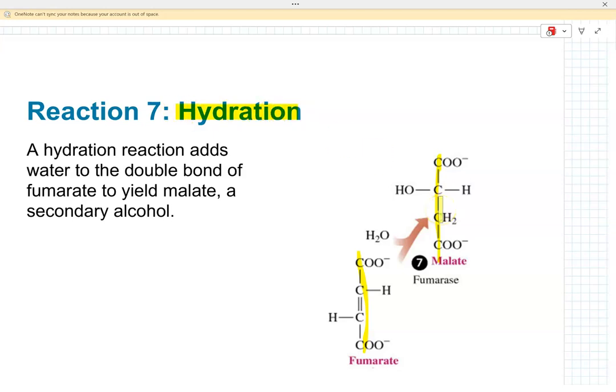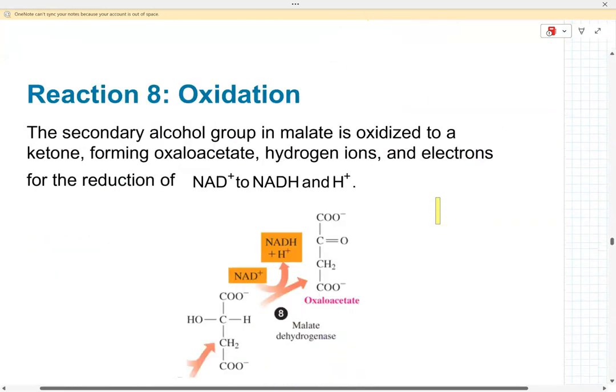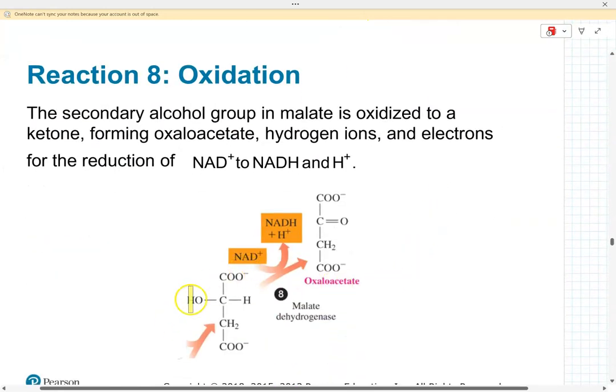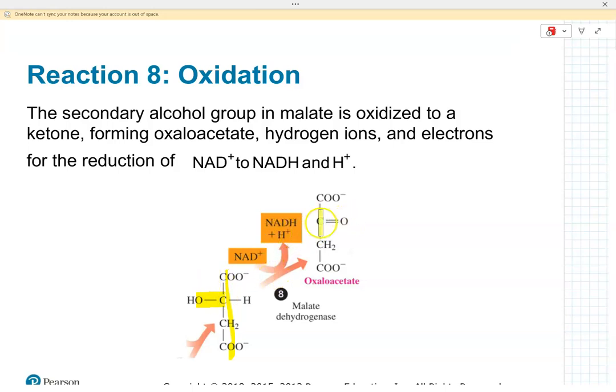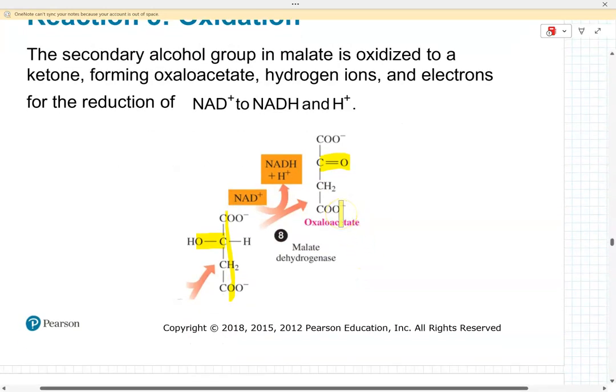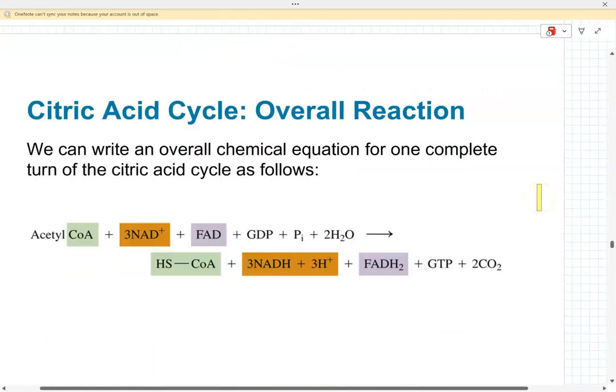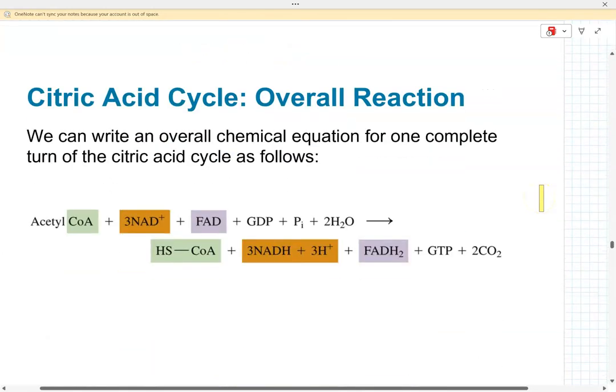Malate, still 4. But you add water, so hydration. So you go from fumarate to malate. And then malate, with 4 carbons, is oxidized. You see you had 1 carbon-oxygen bond. Here you have 2 carbon-oxygen bonds. See that? Now, malate is oxidized to oxaloacetate, and the reaction starts again. You also generate an NADH. Okay? This is the overall reaction.